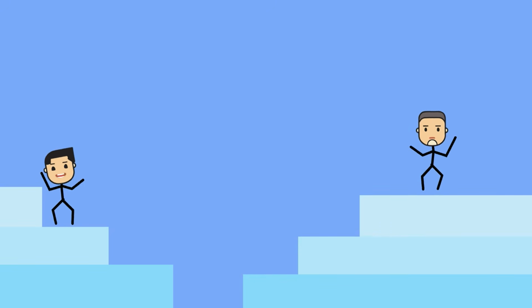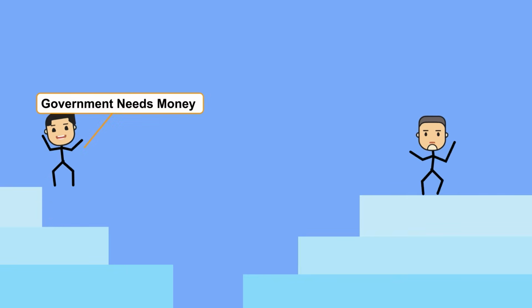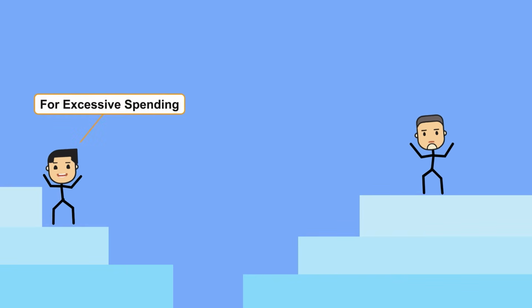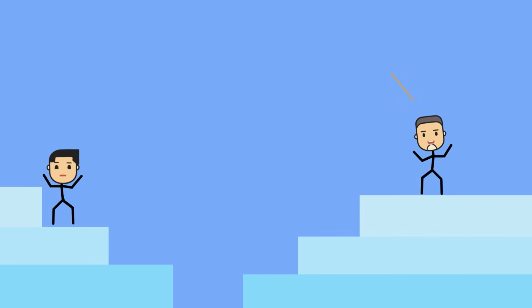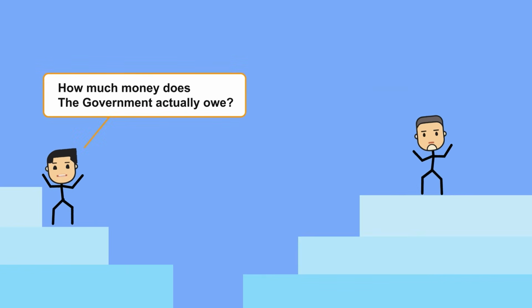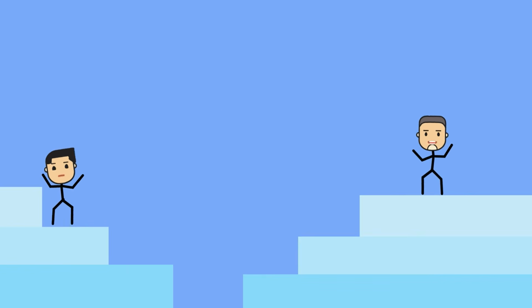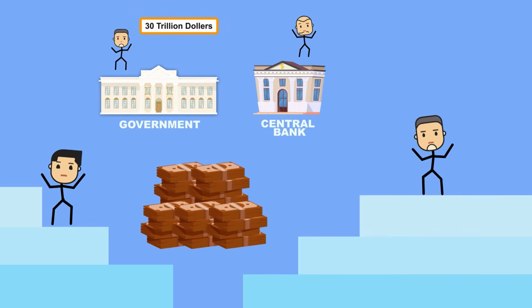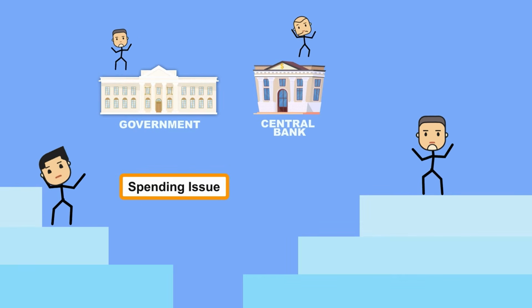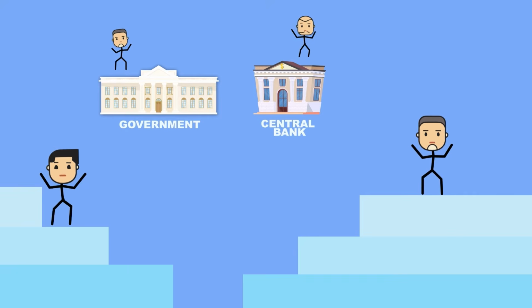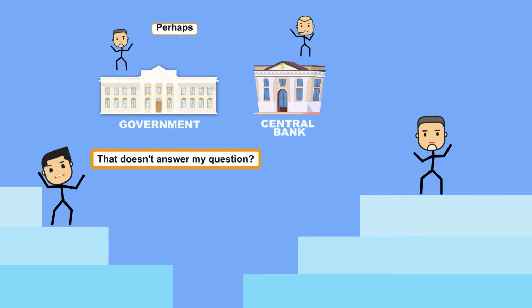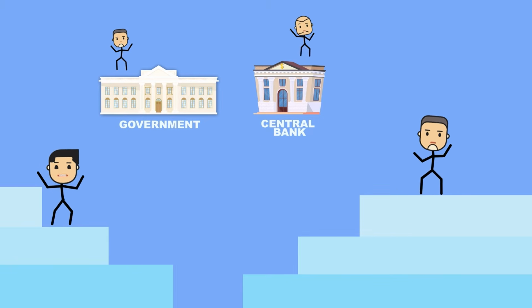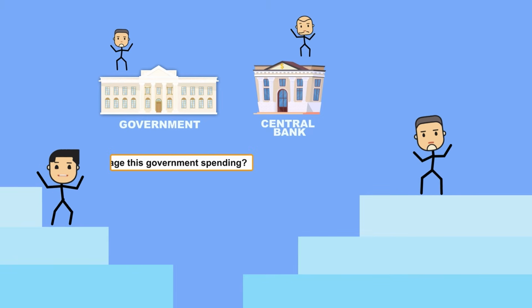Wait a minute, let me clarify this. The government needs money for excessive spending, and the central bank creates it? Exactly. So how much money does the government actually owe? Hey, government, what's your current debt? Around $30 trillion. Whoa, that's quite a spending issue you have. Indeed. Do you have a plan to repay all of that? Perhaps. That doesn't answer my question. Perhaps. Central bank, why do you encourage this government spending?